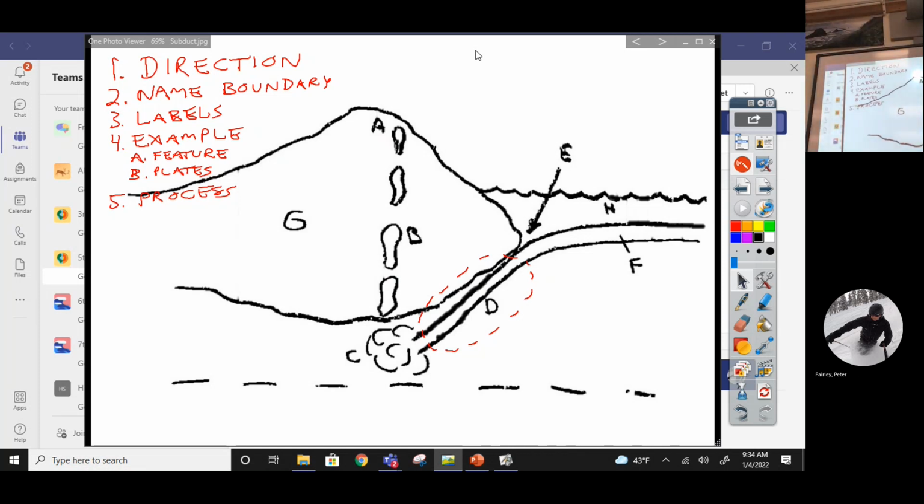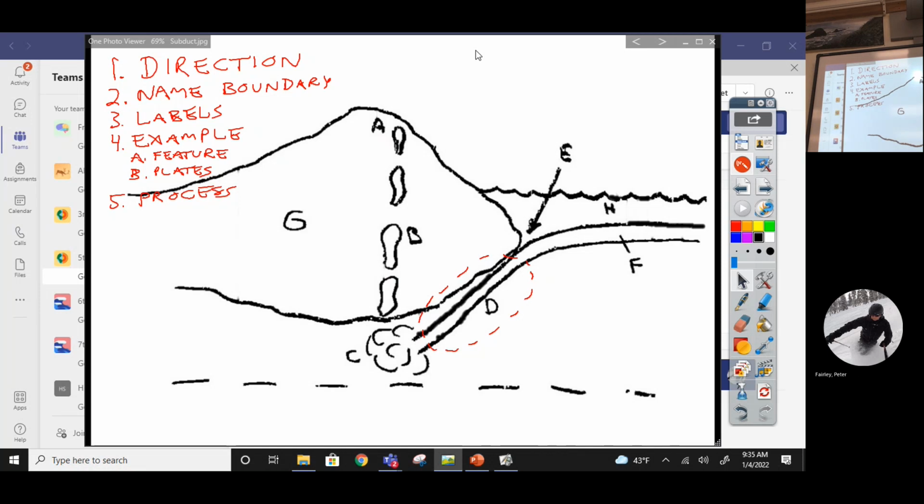Yeah. Earthquakes and volcanoes. Which one is the magma rising? B. And then A, I didn't really draw the feature because it's too obvious what it is once I draw it.